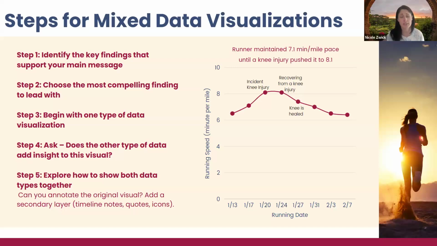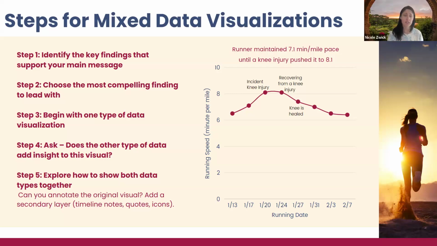And then I wanted to do some quick steps on doing mixed data visualization. Sometimes when you think about combining qualitative and quantitative in an actual visual, it gets a little overwhelming. So basically, we've already got the main message we want. We're going to identify the key findings that support your main message. Then you choose the most compelling finding to lead with. Start with that visual first. No matter what logic you think it is, it's really important to have that first finding that you want your audience to remember. So begin with that finding and choose it for one particular data type.